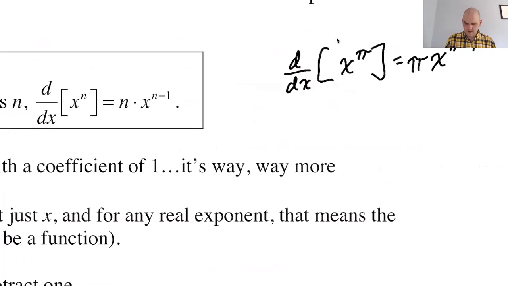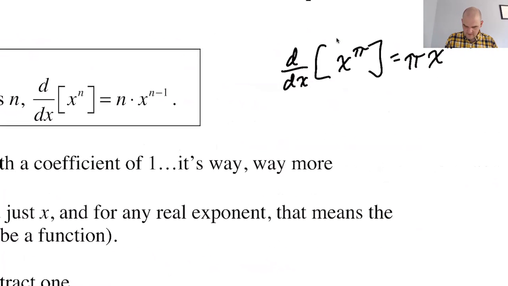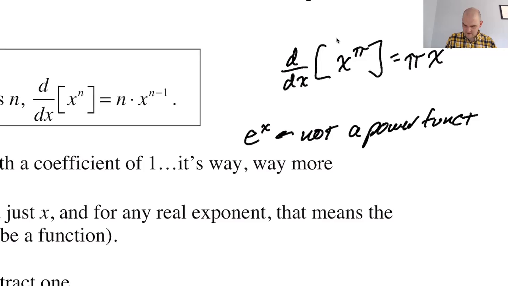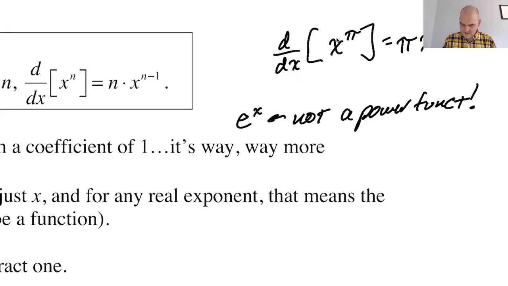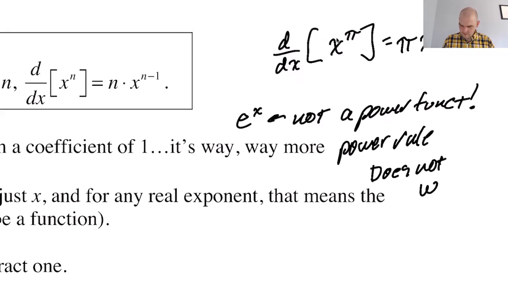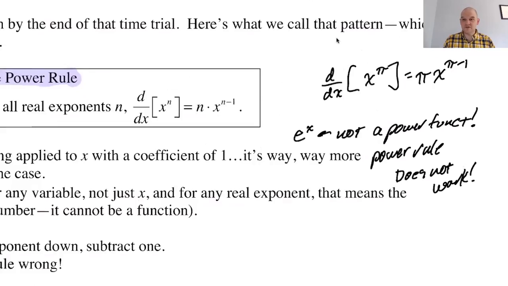And that's it. Now, something like e to the x is not a power function. That's actually an exponential function, right? This is an exponential function. It's not called the exponential rule. It's called the power rule. So the power rule does not apply. The power rule does not work. So the type of function you're dealing with is going to matter, right?